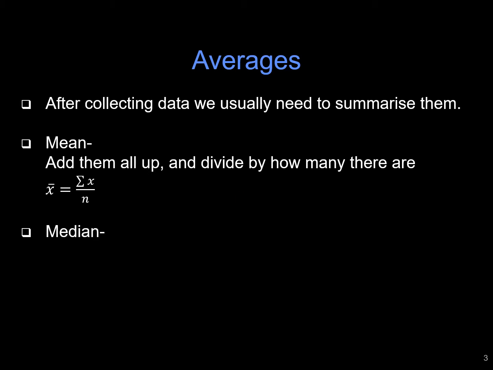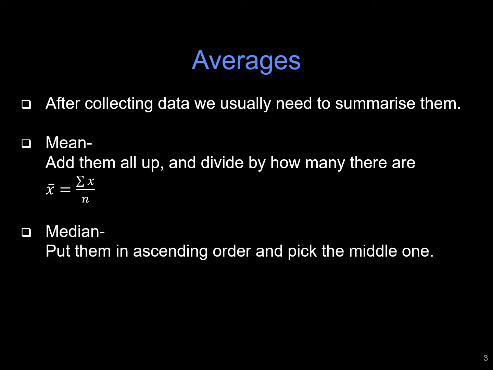Now, the second type of average is called the median. To obtain the median, we put all the values in ascending order and pick the middle one. And the third type of average is called the mode. The mode is the most common value.